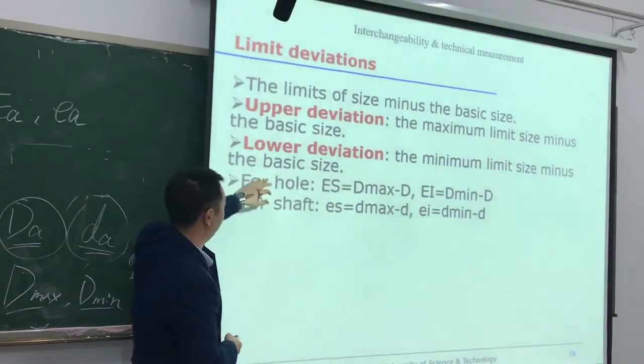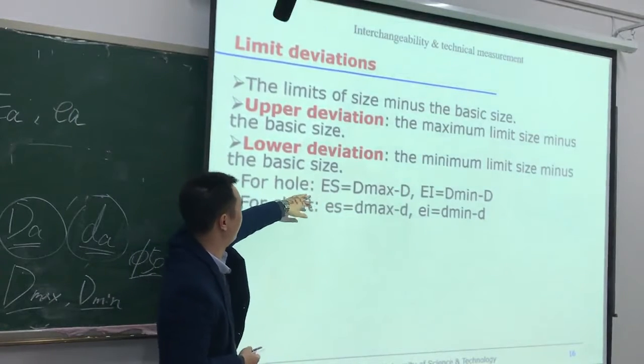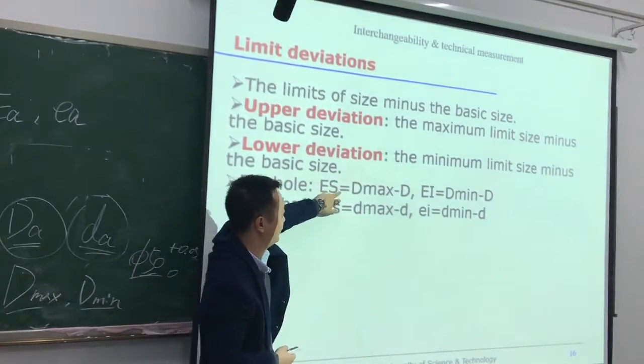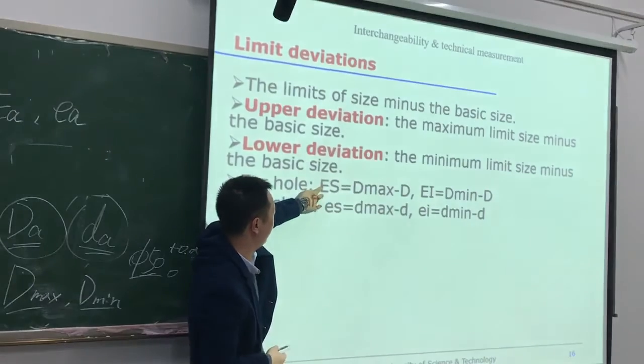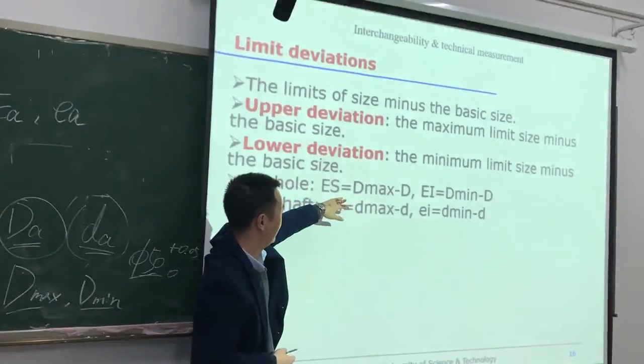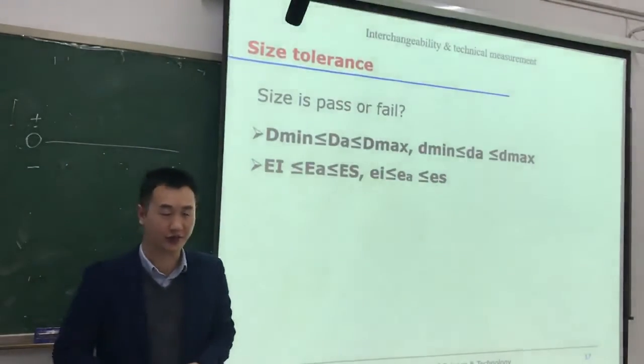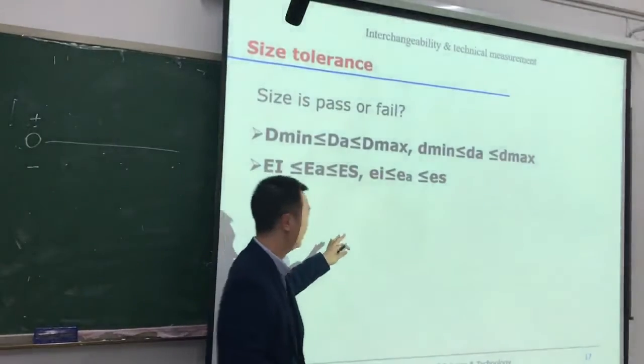So for a hole, its upper deviation has the symbol capital E and capital S. It equals the maximum limit size minus the basic size. Okay.